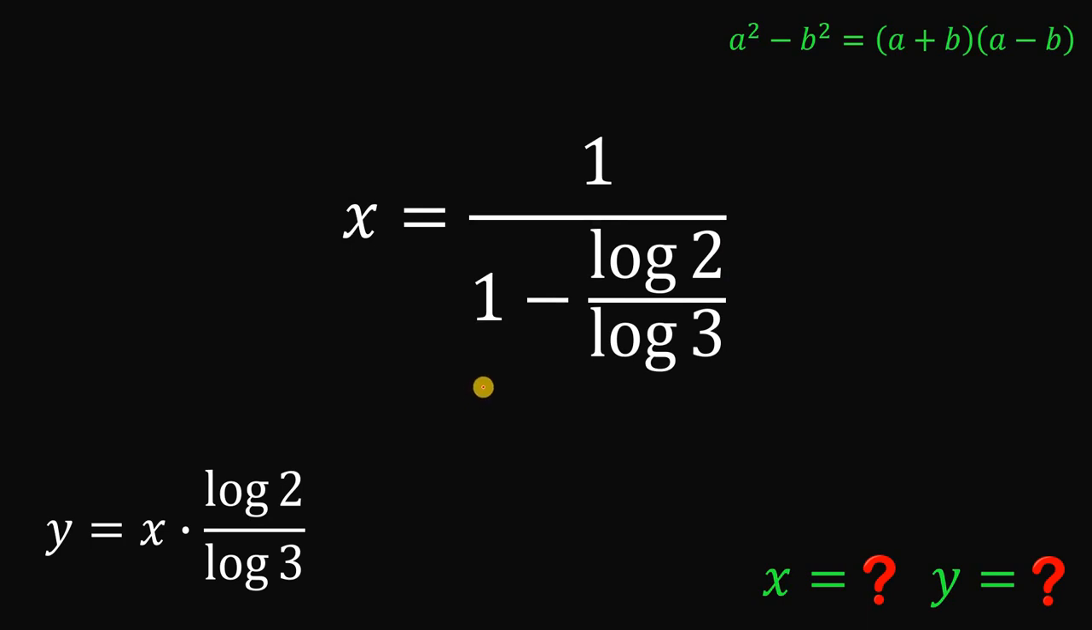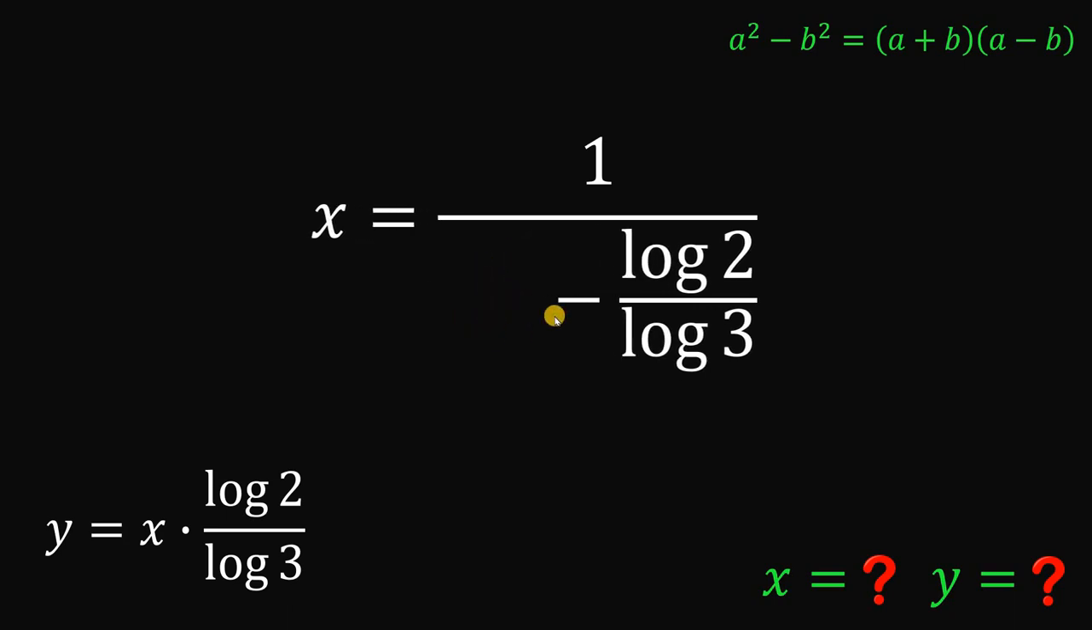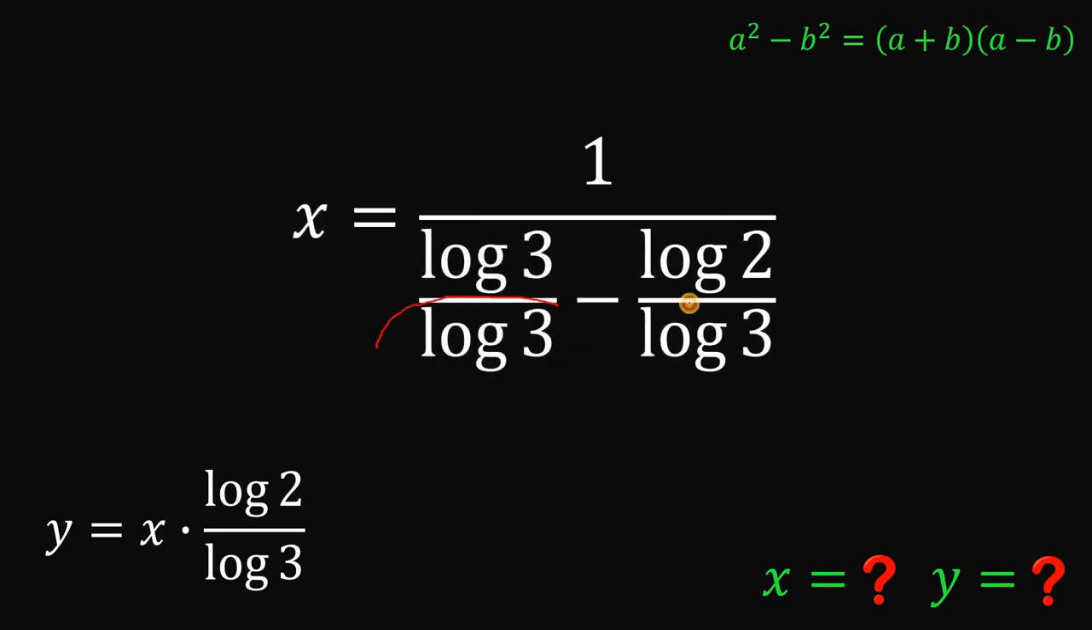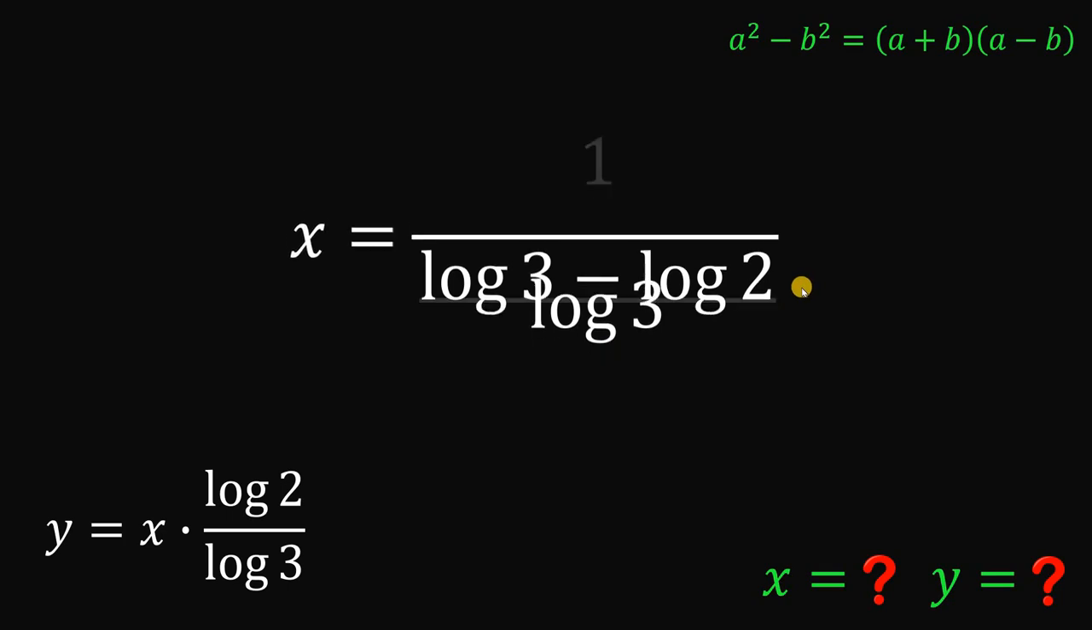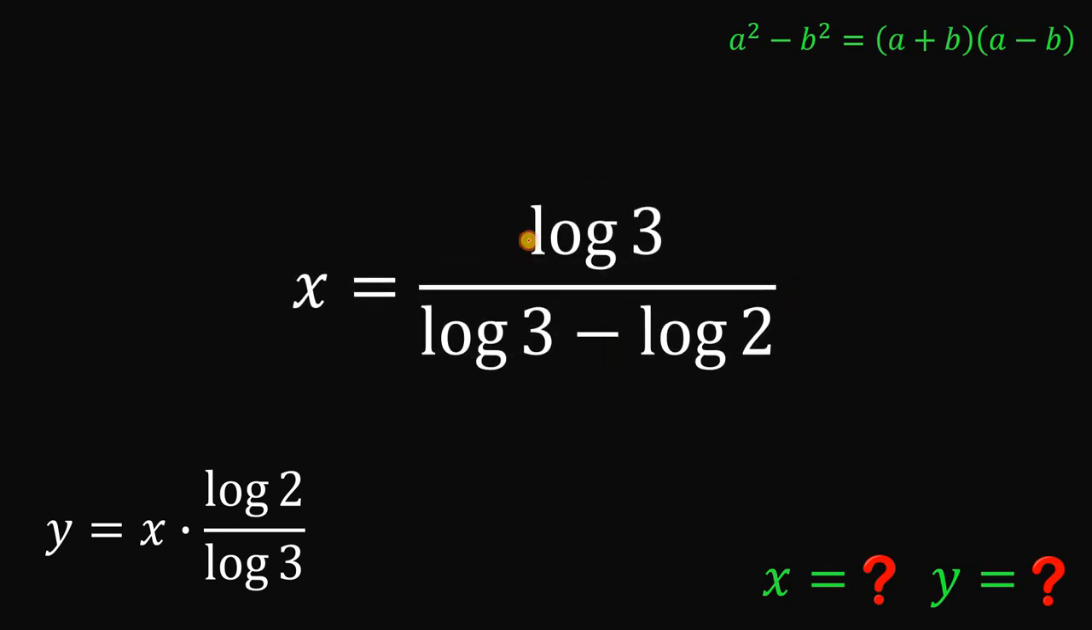Now, to solve for the value of x, let's simplify first the denominator. So, this 1 can be written as logarithm of 3 over logarithm of 3. The reason is we need to have the same base, so we can now combine them. If we combine them, we have logarithm of 3 minus logarithm of 2 over logarithm of 3. Now, just take the reciprocal of this, and we get that the value of x must be equal to logarithm of 3 over logarithm of 3 minus logarithm of 2.